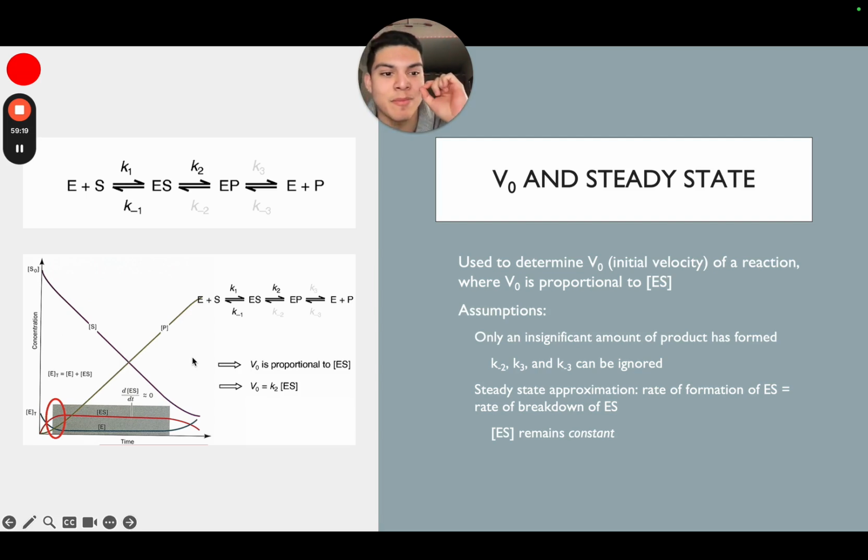So if we look at it at a microscopic level, we'll see these exchanges of substrate to the free enzyme from the enzyme substrate complex. We'll see those exchanges at a micro level, but on the macro level, you don't really see it.